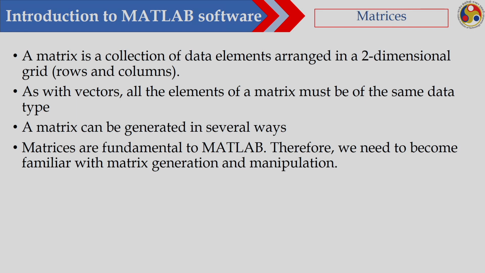Now, let us see matrices. A matrix is a collection of data elements arranged in a two-dimensional grid of rows and columns. In Matlab everything is defined as a matrix. Even a scalar like 20 is defined as a matrix; this is a 1 by 1 array. As with vectors, all the elements of a matrix must be of the same data type.